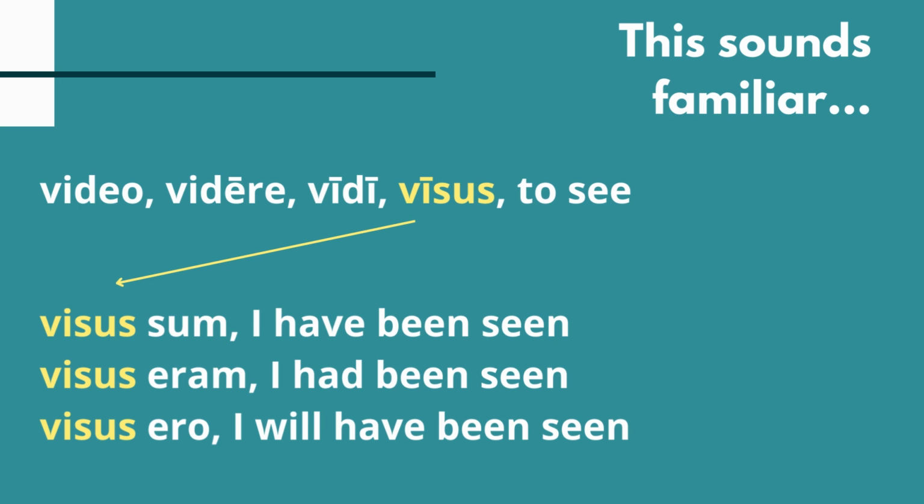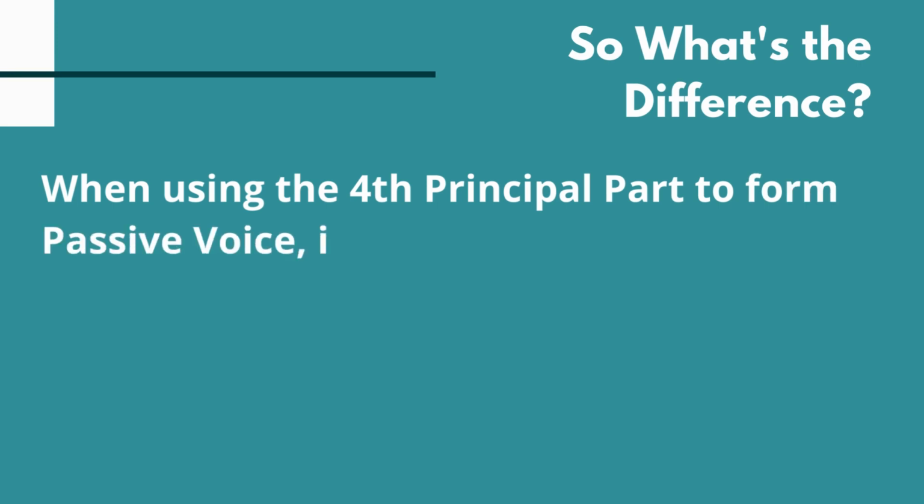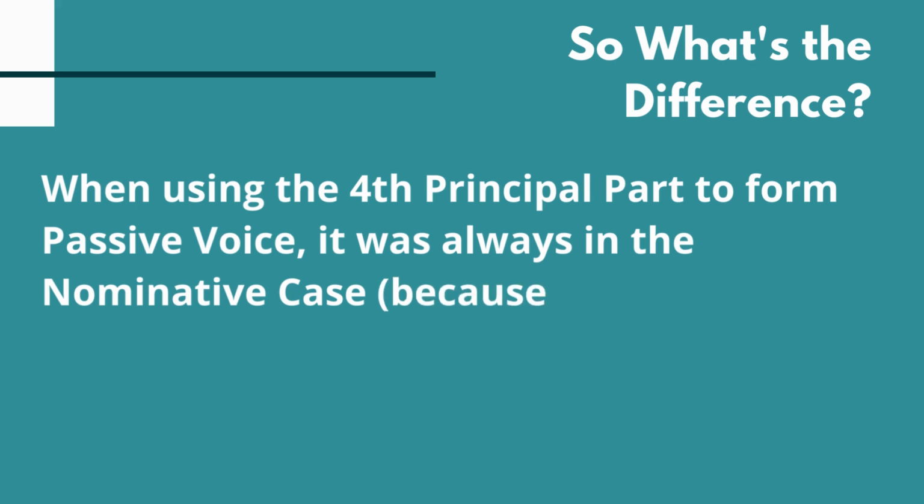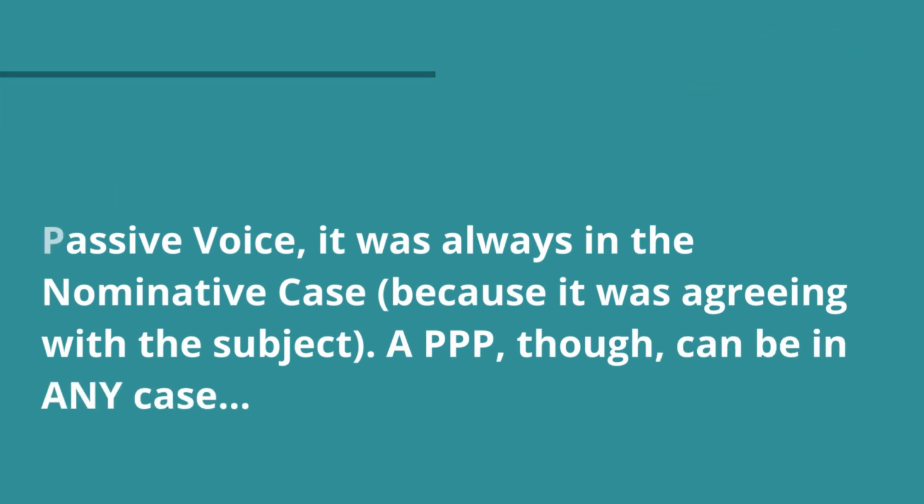So this is what we were doing last chapter. What we're going to see in this chapter, though, is that you can use the fourth principal part in another way, right? So when you use that fourth principal part to form the passive voice, it's always in the nominative case because it's agreeing with the subject. So when you're not using it for passive voice, though, it's called a perfect passive participle, the PPP, right, which is what we abbreviated here, it can be used in any case. So that's a key difference of what's going on here, right?